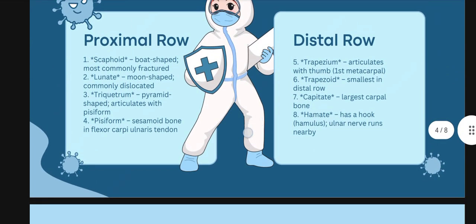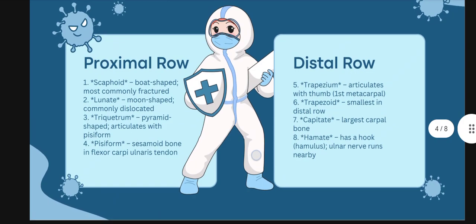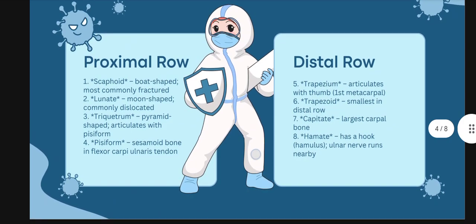Now, in detail, the proximal row. The first bone is scaphoid, which is boat shaped and most commonly fractured. Then the lunate, which is moon shaped and commonly dislocated. Then triquetrum, which is pyramid shaped and articulates with pisiform. Then pisiform, a sesamoid bone in the flexor carpi ulnaris tendon.